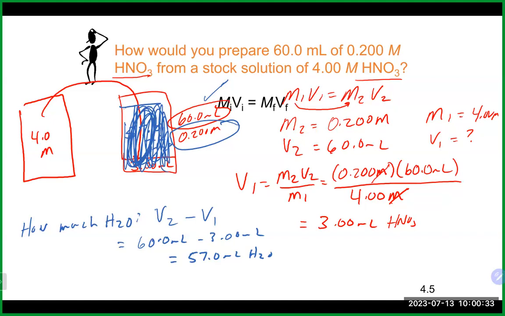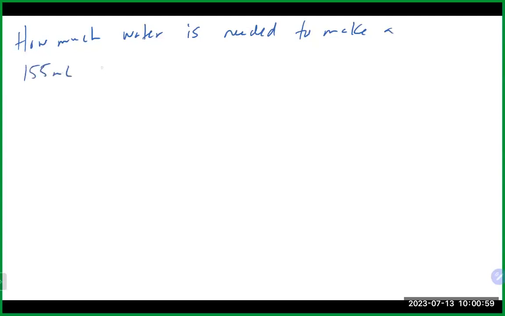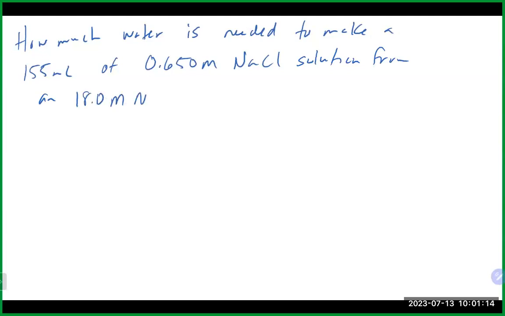So why don't you try another one? How much water is needed to make 155 milliliters of a 0.650 molar sodium chloride solution from an 18 molar sodium chloride solution? All right, so give that a go, see what you come up with there.